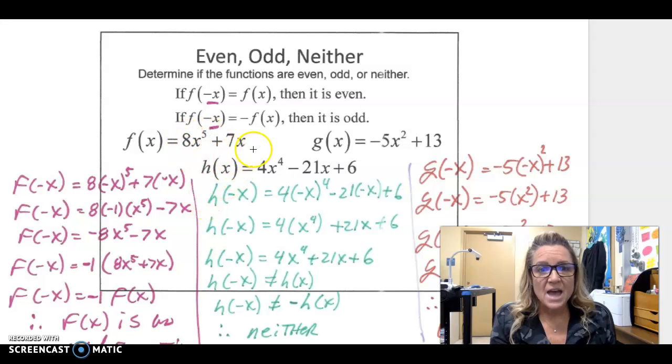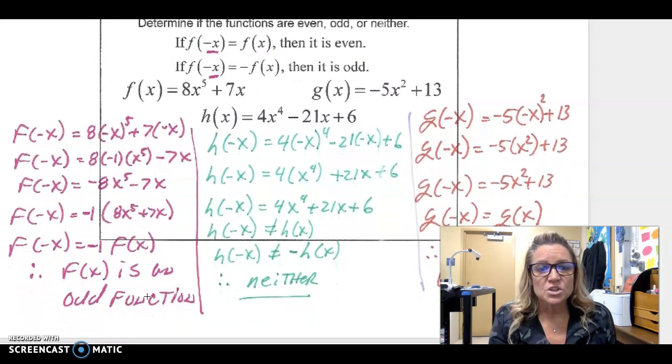If you compare that back to the original function, you're going to notice that the signs are just opposite. It's negative x. You'd have a negative sign here and a negative sign here. So it's the negative of the f of x, which means that the function is odd. That's the second one we saw up here.